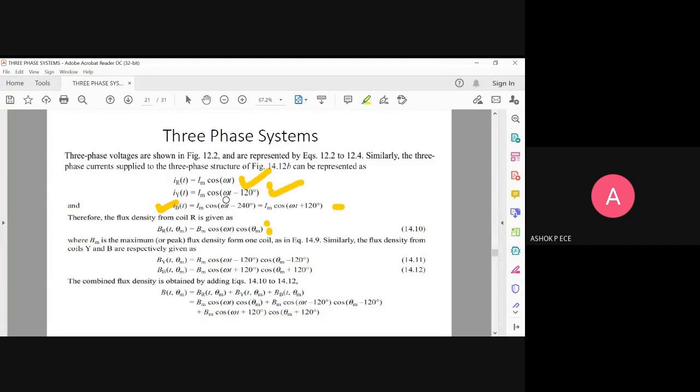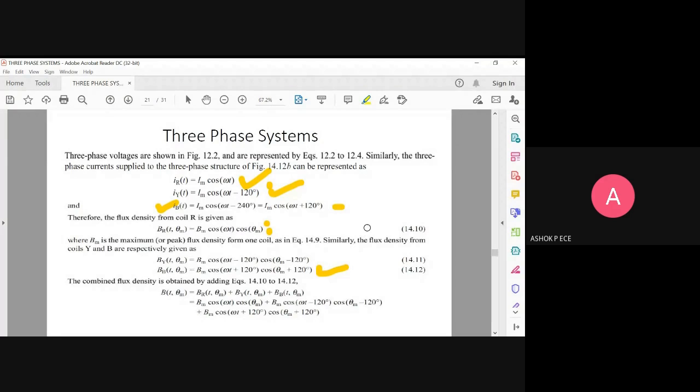BY is Bm cos omega t minus 120 into cos theta m minus 120. And BB is Bm cos omega t plus 120 cos theta m plus 120. Whenever you are subtracting an angle, you have to do it for everything, because it is rotating, right? So for BR, nothing. For BY, it is omega t minus 120, meaning cos theta m minus 120. For BB, it is Bm cos omega t plus 120 and cos theta m plus 120. You can also use minus 240 for both.